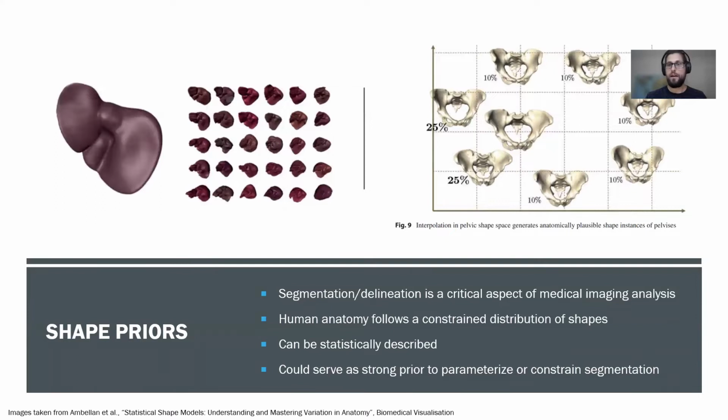So that tells us that there's a low dimensional subspace that these shapes live on, despite being very highly complex objects in their native space. This distribution can be statistically described, and these anatomical constraints could serve, and arguably should serve, as a strong prior to parameterize or constrain segmentation.